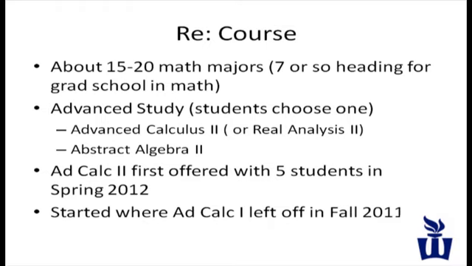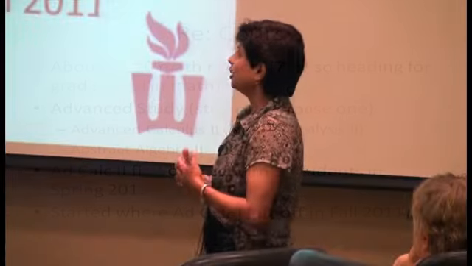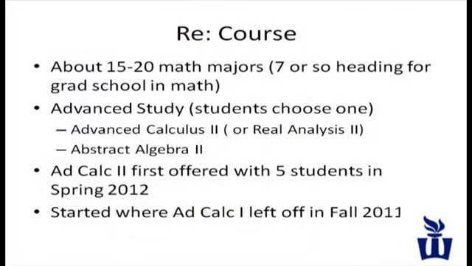So out of all these 100, 120 majors in the department, about 15 to 20 are actually math majors, and about 7 or so almost every semester head for graduate school. In this new math major that we created, students have two choices for advanced study: one is Advanced Calculus 2 after Advanced Calculus 1, and the other is Abstract Algebra 2 after Abstract Algebra 1. They are supposed to choose one.